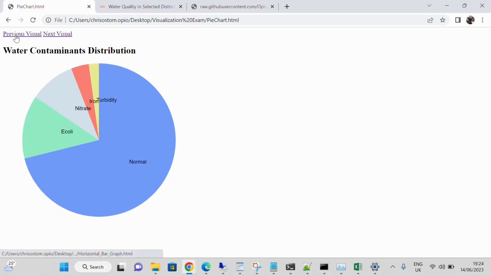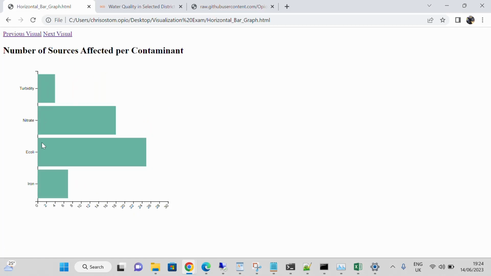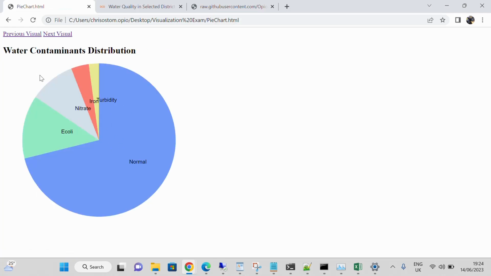And you'll find that it's more similar to what you see here. E. coli, nitrate, iron. When you look at this one and this one, you will see that they are more or less similar in terms of proportion. So there you go.